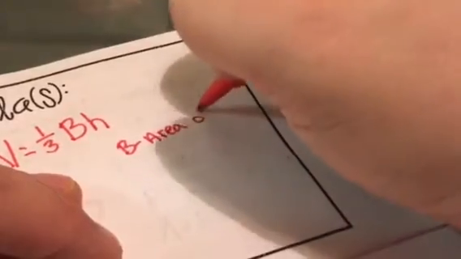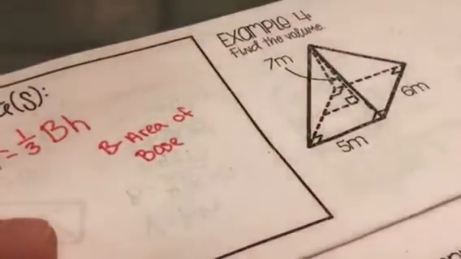Okay, the formula for pyramids or cones is going to be V equals 1/3 the big B times H. Remember that big B stands for area of base. Okay.